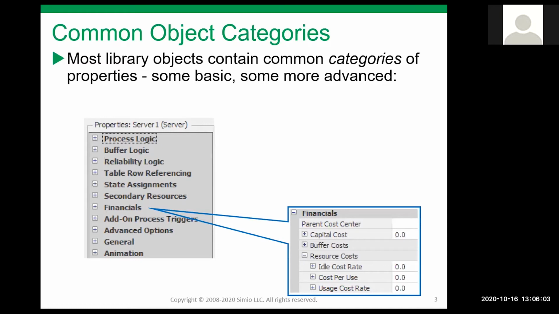Financials is another example, where Simio provides complete activity-based costing, including capital costs, waiting costs, that's the buffer costs, resource costs, costs while idle, costs per use, or costs while being used, and capital costs as well. And then those costs can be rolled up to any specified cost center, and those cost centers can be rolled up to other cost centers. So you can get complete costing reports across your model, and that costing can be in any combination of the world's currencies that you would like to have. So you can specify that a cost is incurred in pesos and summarized in yen, should you like to do that.